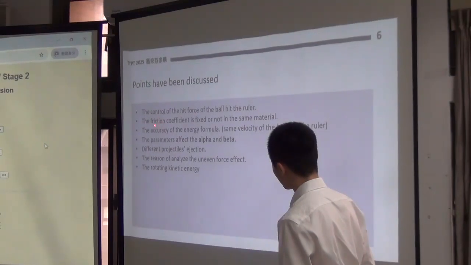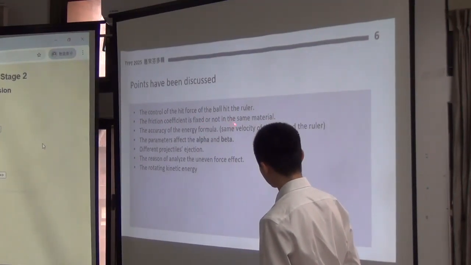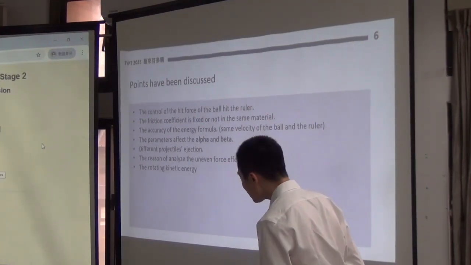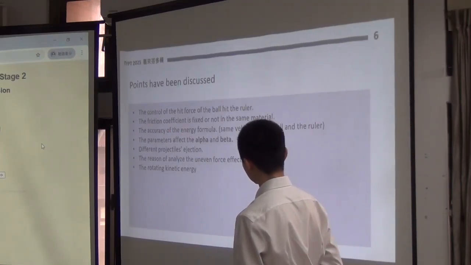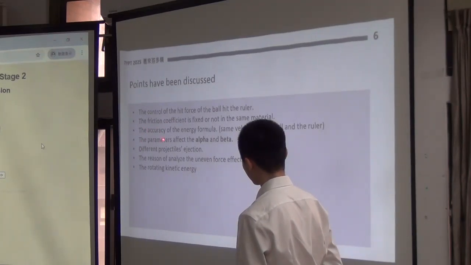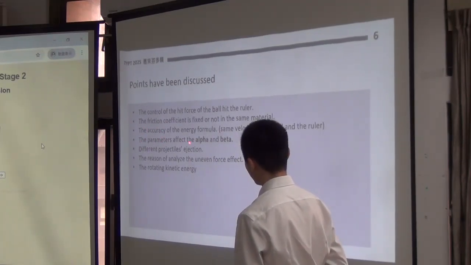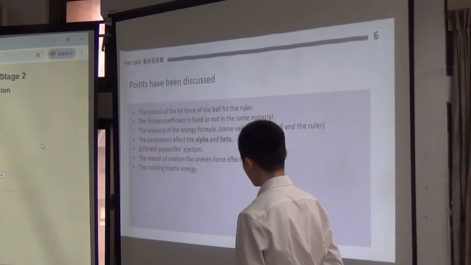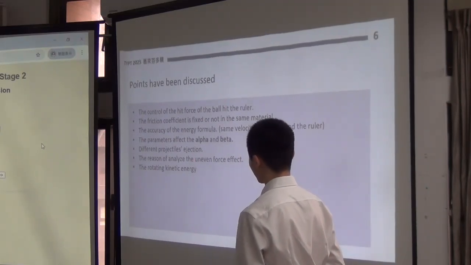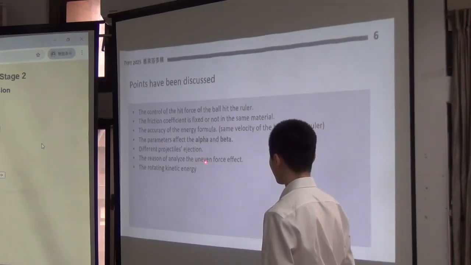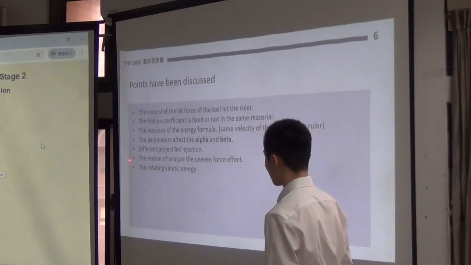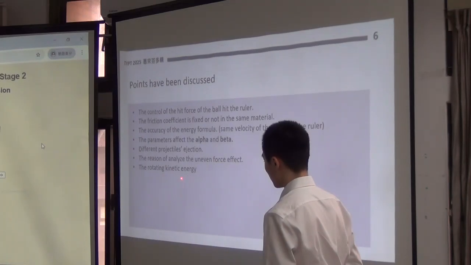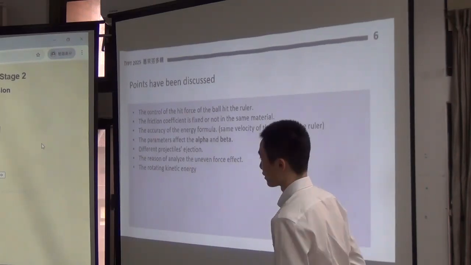And the next is whether the friction coefficient is fixed or not in the same material. And the third one is the accuracy of the energy formula. The fourth one is the parameters that affect alpha and beta, and the different projectile equations, and also the reason of analysis, the uneven force effect. And the final topic that we discussed is the rotating kinetic energy when the force is uneven. Okay, thank you.